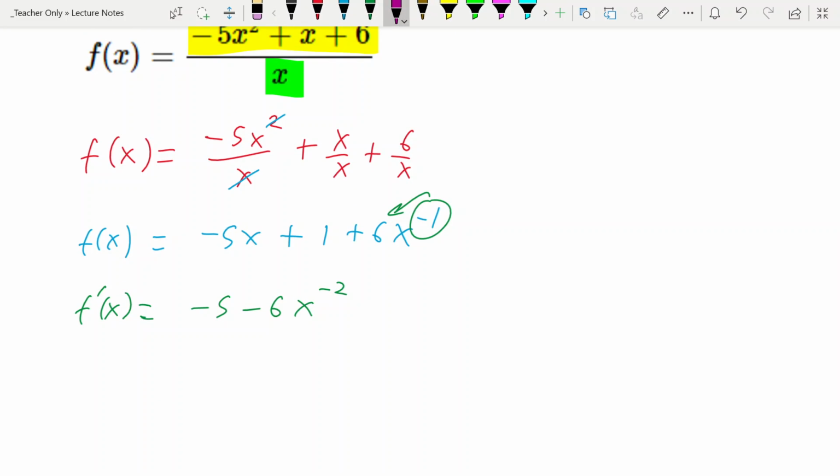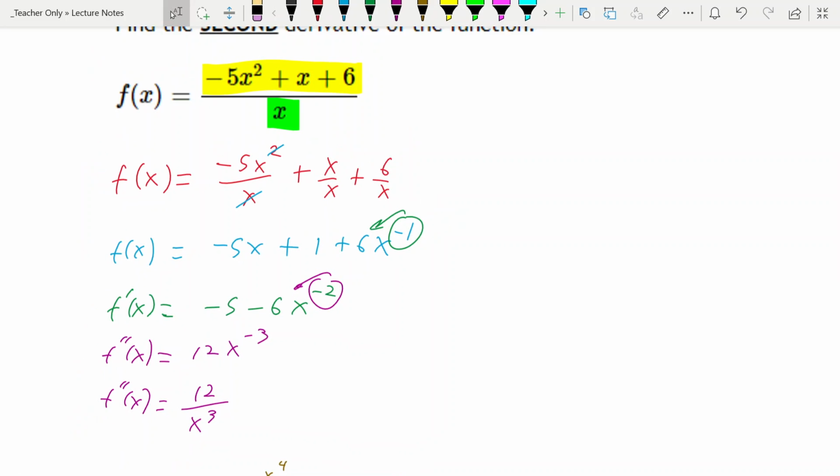And no algebra simplification needed. We can roll right into our second derivative. The second derivative of negative 5 would be 0. The negative 2 comes out to the front, making it 12 x to the negative third, which we could then rewrite as 12 divided by x cubed, resulting in the same answer we had previously. All right, I hope that helps.